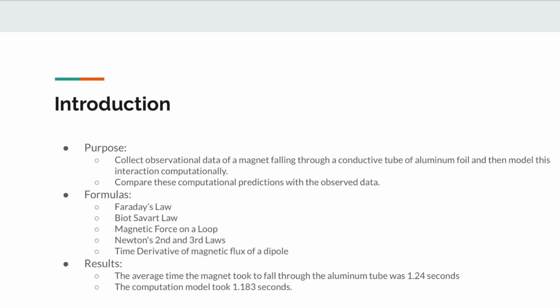The formulas that we are using in this lab are Faraday's law, the Biot-Savart law, the magnetic force on a loop, Newton's second and third laws, and the time derivative of a magnetic flux of a dipole. Our results were that the experimental time took 1.24 seconds to fall through the aluminum tube, and the computational model calculated it at 1.183 seconds.